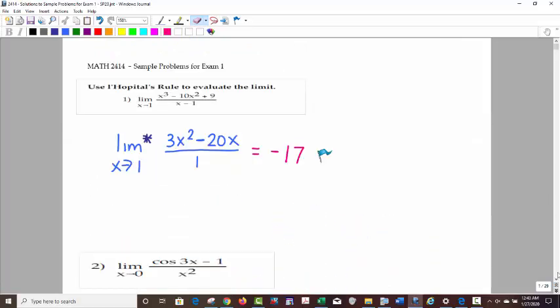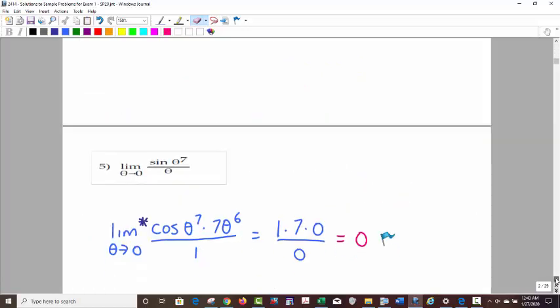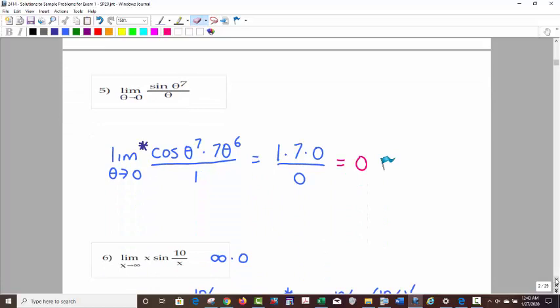Oh, number 5. Here we go. Limit as theta goes to 0 of sine of theta to the 7th over theta. All right, so we have definitely 0 over 0. So I'm going to apply L'Hopital's rule. The derivative of sine of theta to the 7th would be cosine of theta to the 7th times the derivative of theta to the 7th, which will be 7 theta to the 6th. And then the derivative of theta on the bottom, with respect to theta, would just be 1.